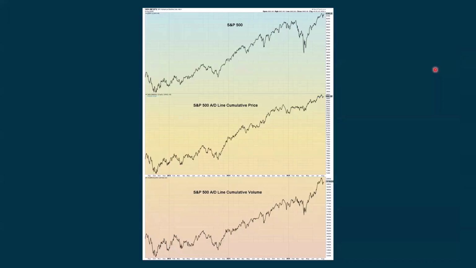All right, and then we look at the cumulative advanced decline line for the S&P based on price. Now we're close to an all-time high. We didn't set an all-time high on Friday, but we're close. You can see we're lagging a little bit here based on price. We're also lagging here based on volume. Where the NASDAQ and NASDAQ 100, they did set new all-time highs in Friday's session. So there's a little bit of a negative divergence here.